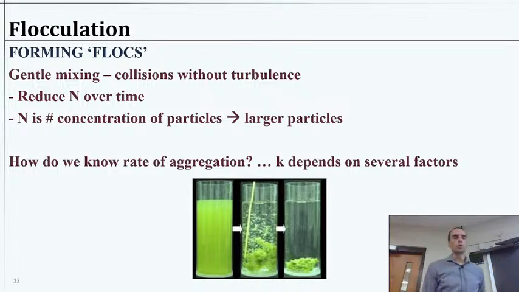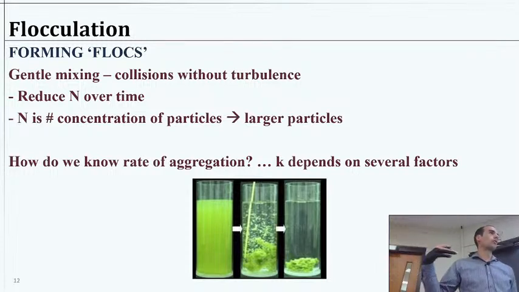Okay, so we're trying to reduce n over time, n being the number concentration of particles. The purpose is to increase their size. So we're going to track the number because we can do that with our rate constant stuff and our reactions in order to create these larger particles and then have some control over that.